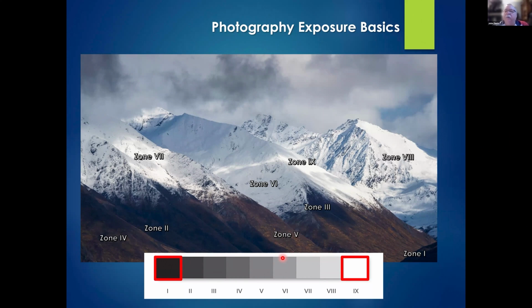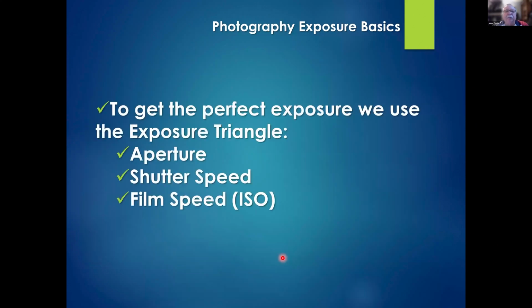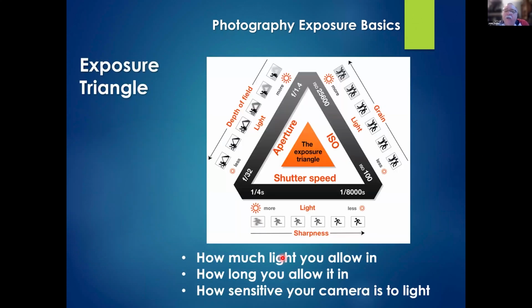A digital camera can capture about what we call 7 stops of light. So we have to make certain that we get our exposure where it needs to be, right in the middle. To do this, we have 3 things we work with: aperture, shutter speed, and film speed. Now, the exposure triangle is how this works.